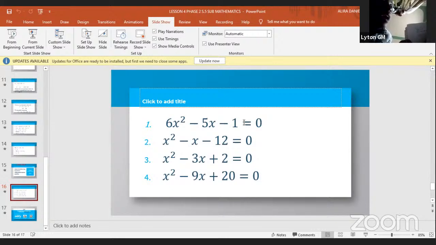Then 6x plus 1 equals to 0. 6x plus 1 minus 1 equals to 0 minus 1. So 6x equals to negative 1. We divide both sides by 6. x will equal to negative 1 out of 6.